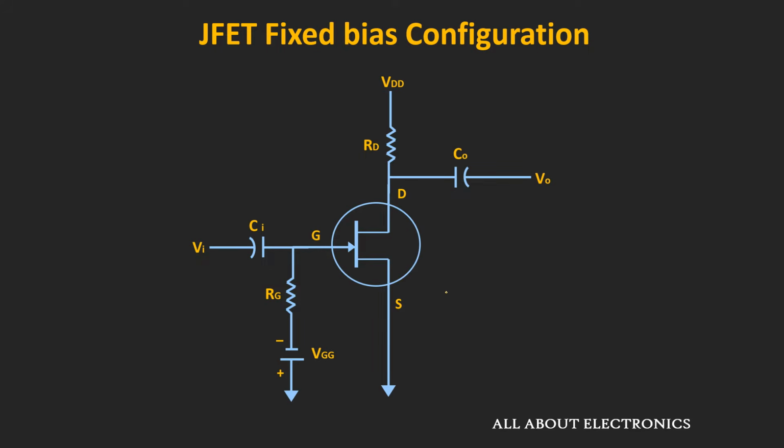As you can see over here, a small input AC signal is applied through this input coupling capacitor Ci, and the output is measured between this drain and the source terminal via this coupling capacitor Cout. And here the biasing voltage and the current for the circuit is set using these two resistors and the voltage sources.